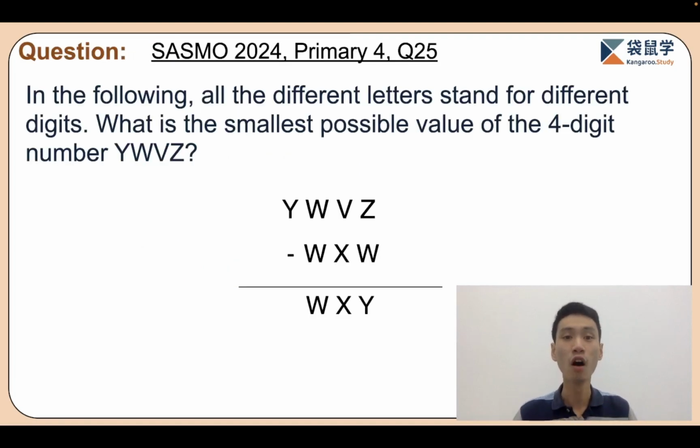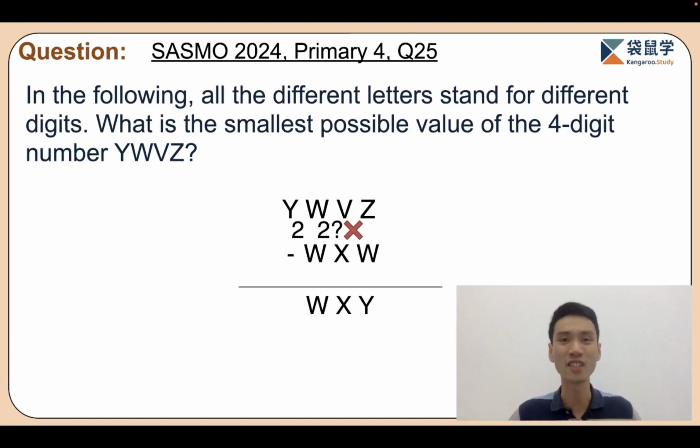In the following, all the different letters stand for different digits. So, if Y is equal to 2, can W also equal to 2? No, because all the different letters stand for different digits. A very important condition we should keep in mind. Now, what is the smallest possible value of the 4-digit number YWVZ? So, the important condition here is smallest possible value, which we also have to pay attention to.